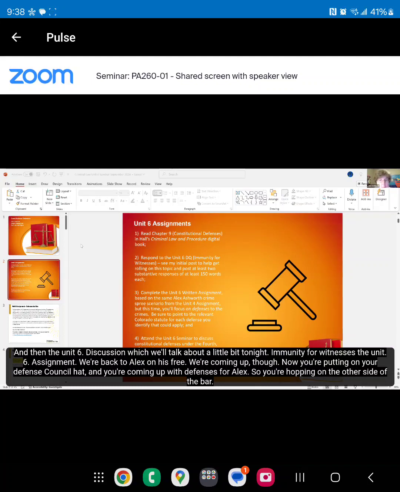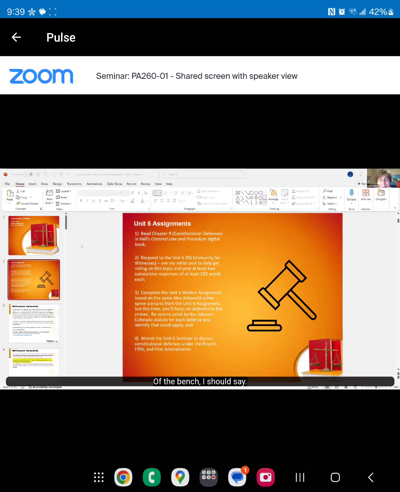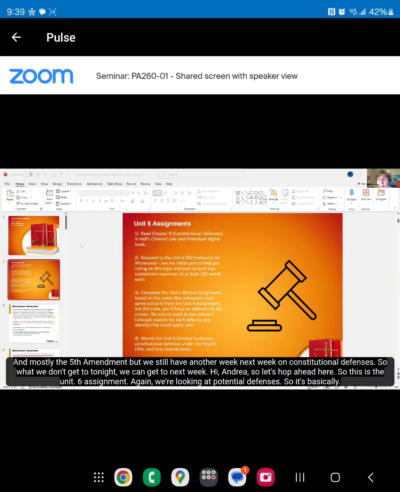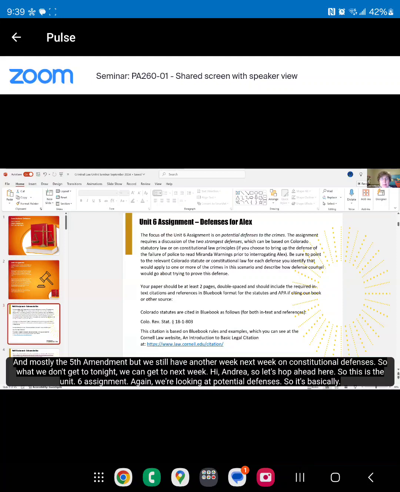The Unit 6 assignment, we're back to Alex on his spree. Now you're putting on your defense counsel hat, and you're coming up with defenses for Alex. So you're hopping on the other side of the bar, I should say. We probably won't get to the First Amendment tonight, but I'm hoping to cover mostly the Fifth Amendment. We still have another week next week on constitutional defenses, so what we don't get to tonight, we can get to next week. Hi, Andrea. So let's hop ahead here.